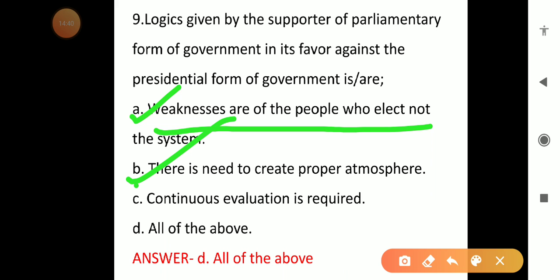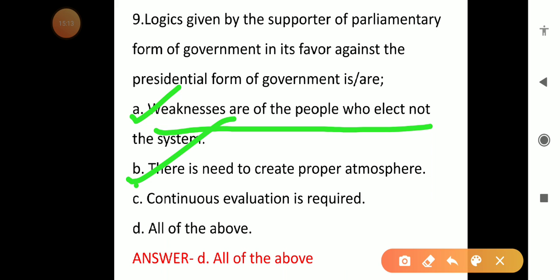We have not created proper atmosphere, proper job facilities, proper education facilities, awareness, and still we have around 25 to 30% uneducated people. They are not politically aware. They are not aware about their rights, their duties. They are not socially aware, politically aware, so they need to be aware, and a proper atmosphere needs to be created. So it also is right.